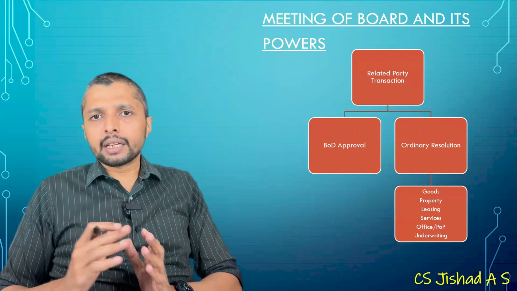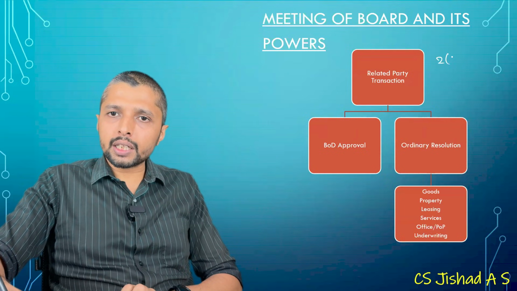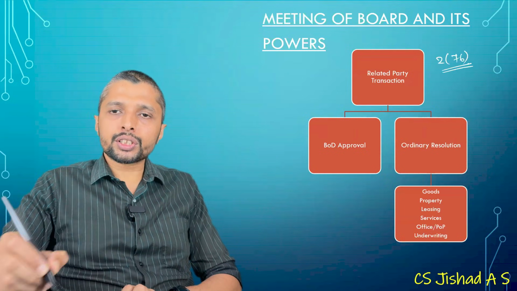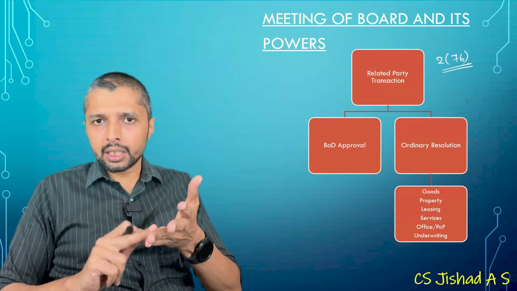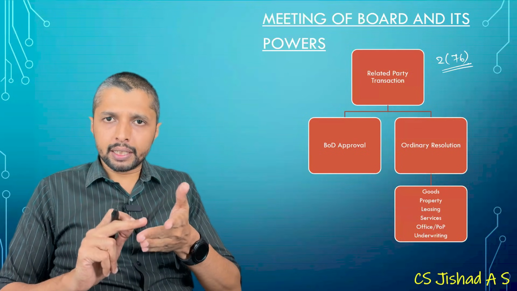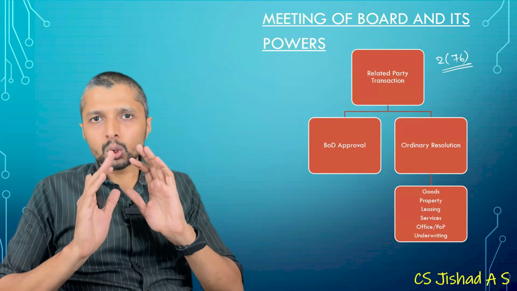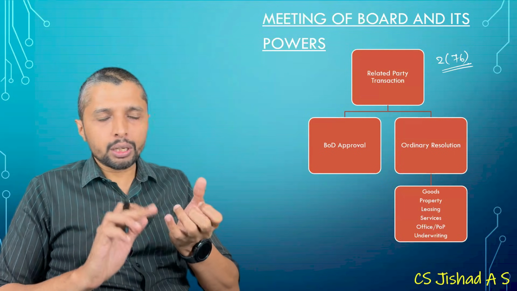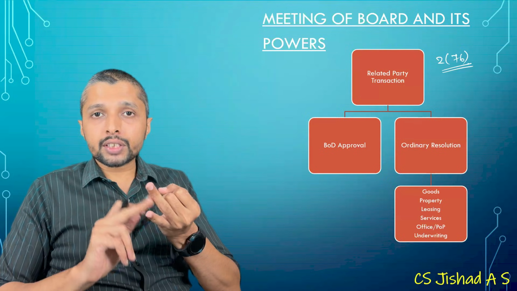We are having related party transaction. We know the discussion related to related party. Related party is explained in section 2(76), like directors or relatives, KMP relatives, then a firm in which a director, manager or relative is a partner, etc. With respect to related party transaction, you have to understand what is a related party, and what are the transactions which are coming.